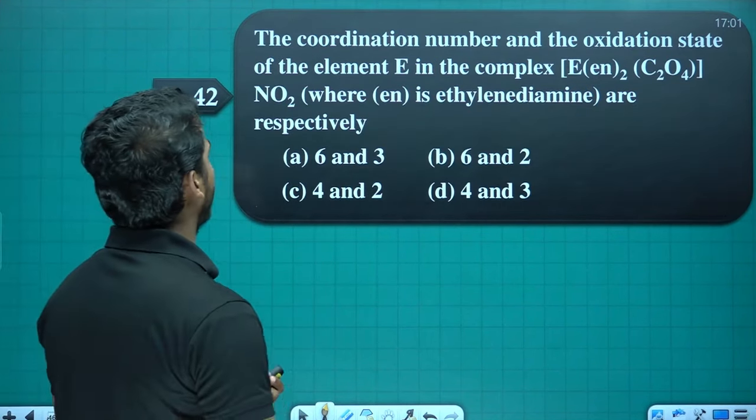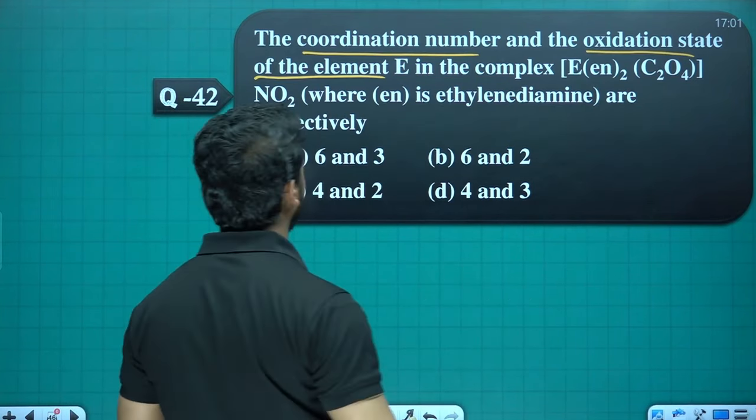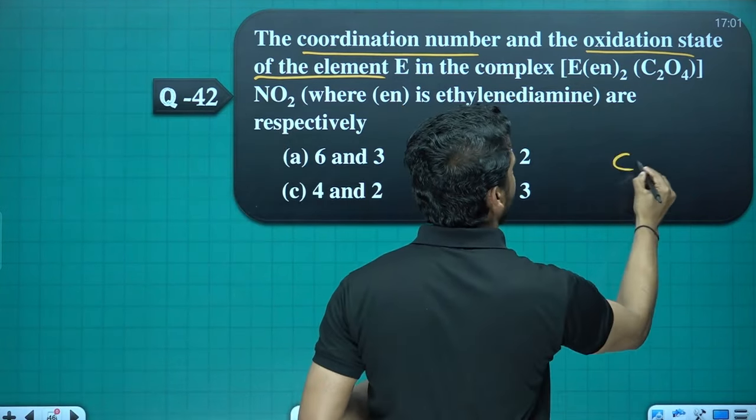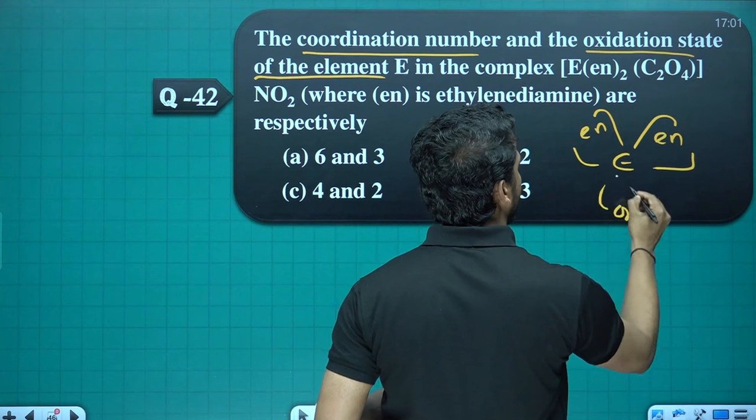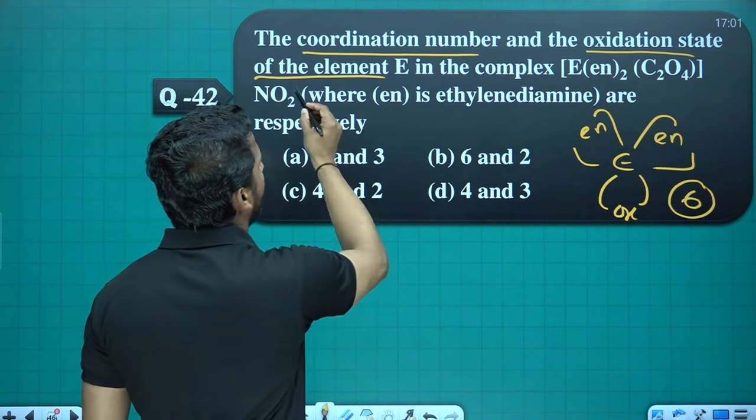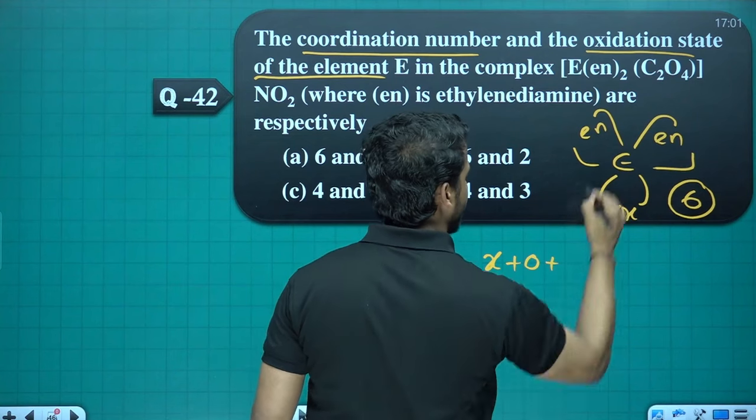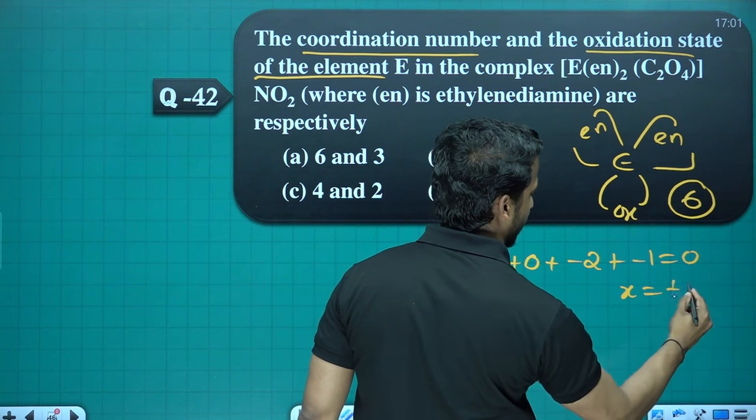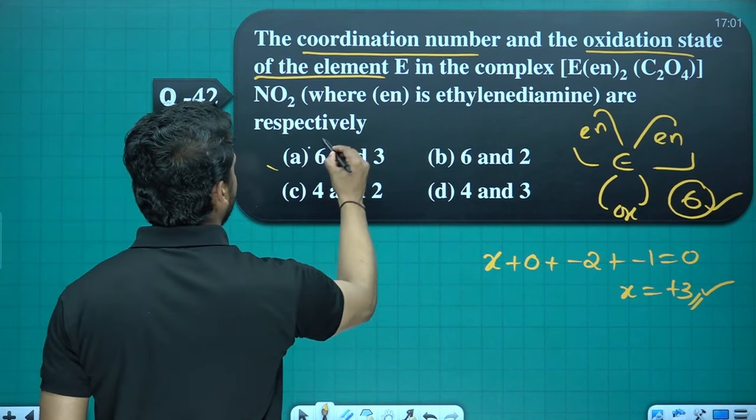What is the coordination number and oxidation state of the element E in the complex? Another question of the same type we discussed before. First, we can calculate the coordination number. E is the metal, en twice, that is 2 en, and oxalate; the total 6 is the coordination number. Now the oxidation state of the metal: en is a neutral ligand, oxalate charge is -2, and nitro charge is -1. Overall it is +3. So 6 is the coordination number and 3 is the oxidation state. Let's go with option A.